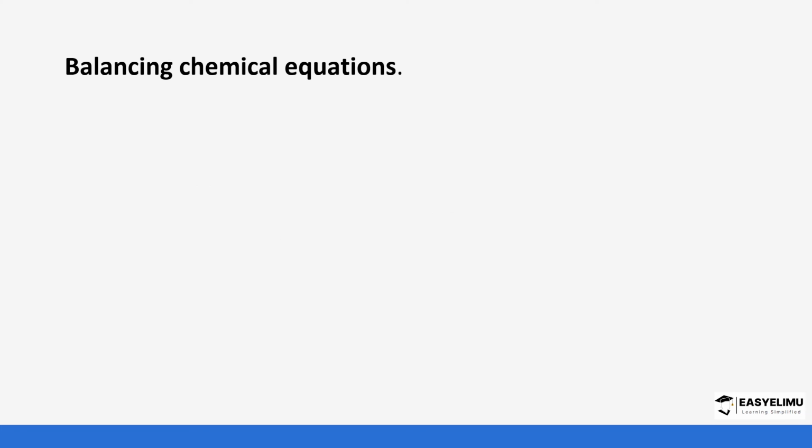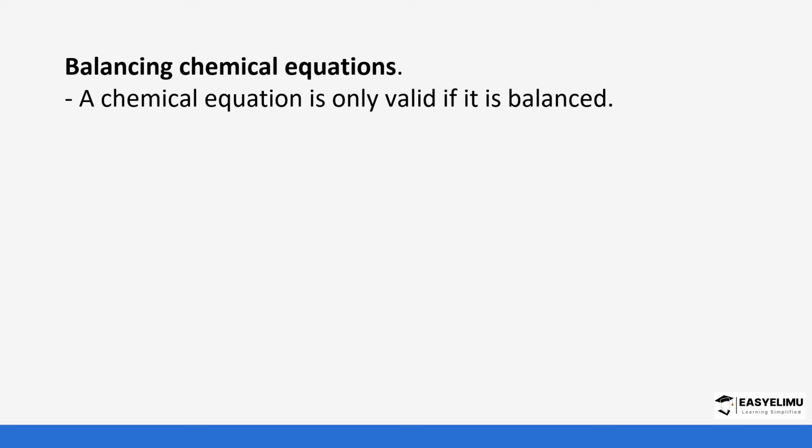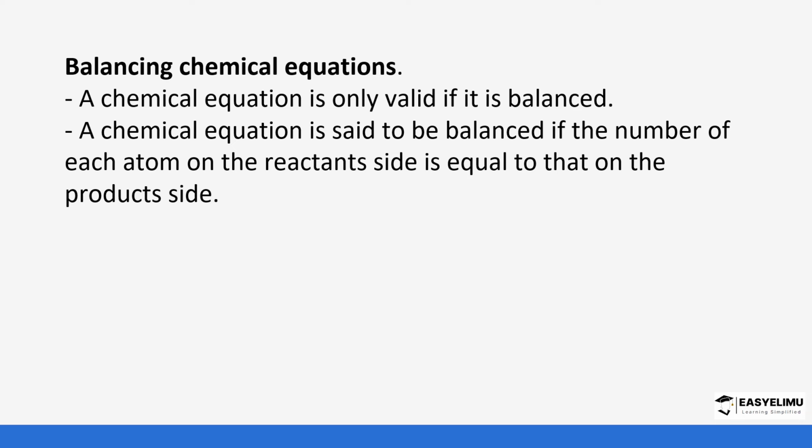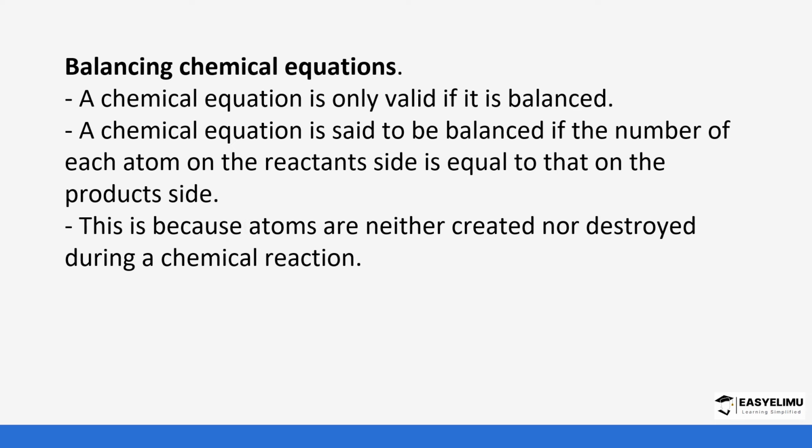So a chemical equation can only be valid if it's balanced. We have seen questions where you are told to write a chemical equation. The expectation is that it always needs to be balanced. It has to be balanced. The number of atoms in the reactants will always be equal to the number of atoms in the product. This is because atoms are neither created nor destroyed. So we have to keep them equal on both sides. So what are the rules and guidelines in balancing chemical equations?